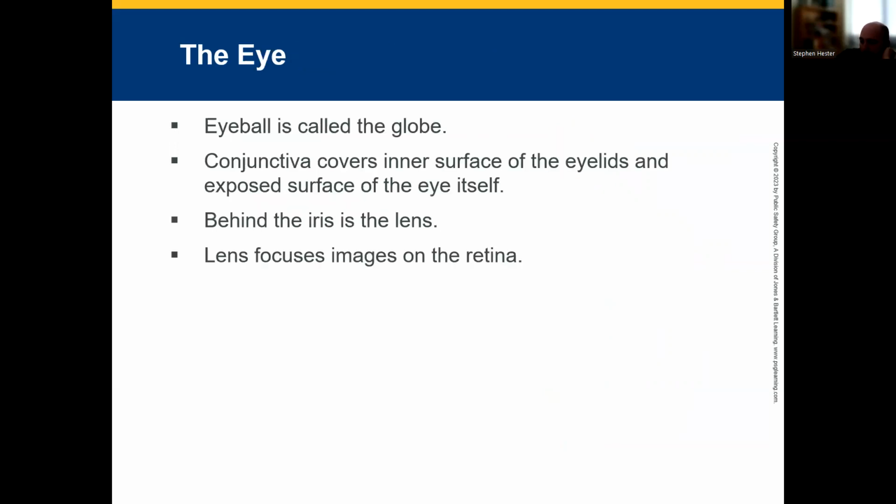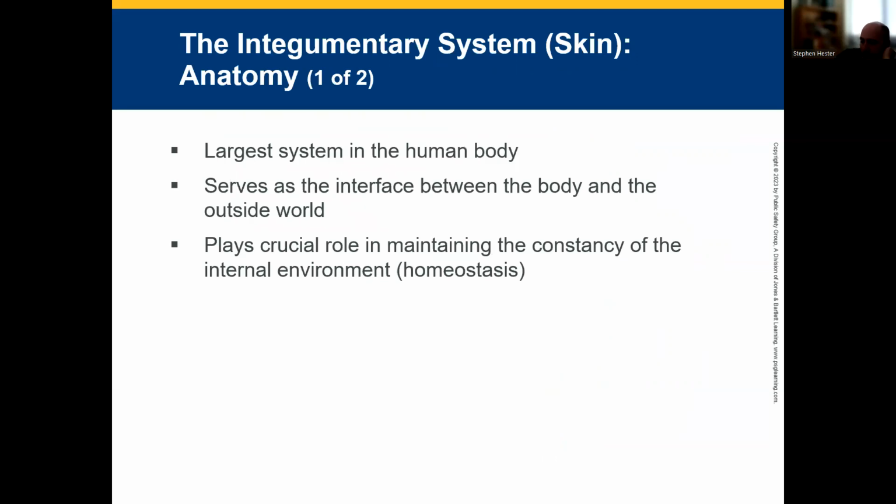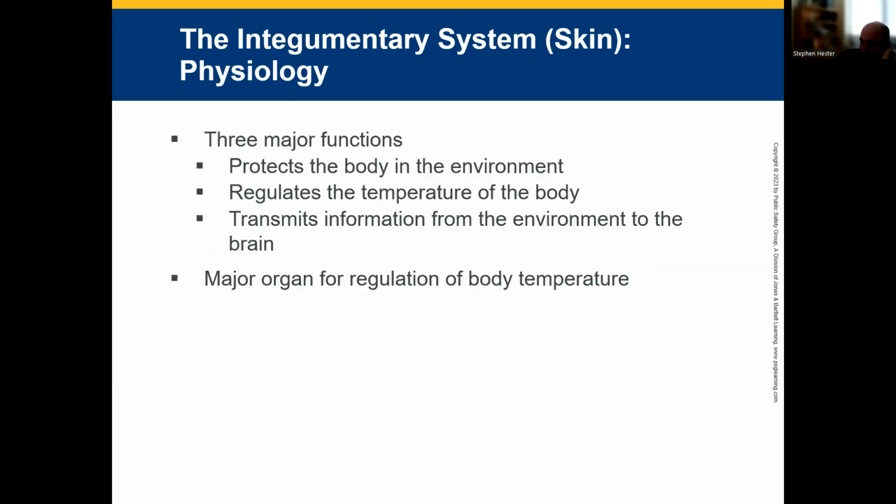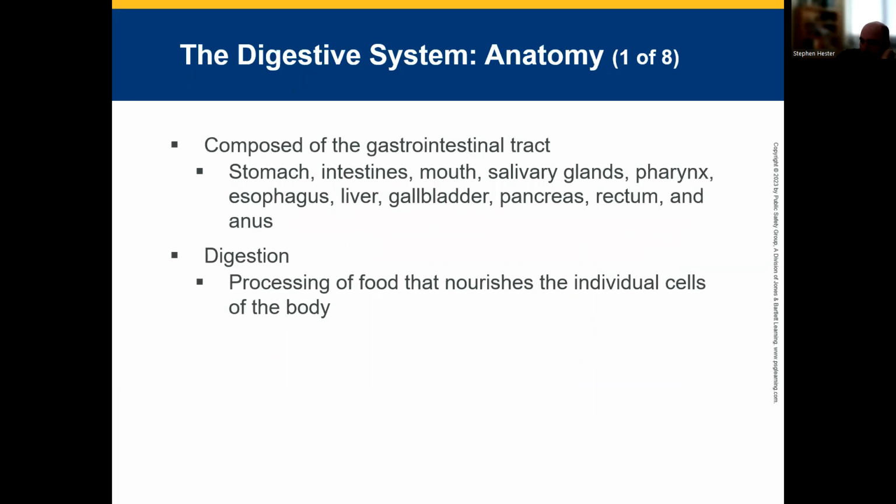Okay, the eyeball is called a globe. The skin itself is the largest organ of the body, so it plays a crucial role in homeostasis as it maintains thermal regulation of the body itself. The different things that make it up are the epidermis, the dermis, and subcutaneous tissue. It protects, regulates, and transmits information.